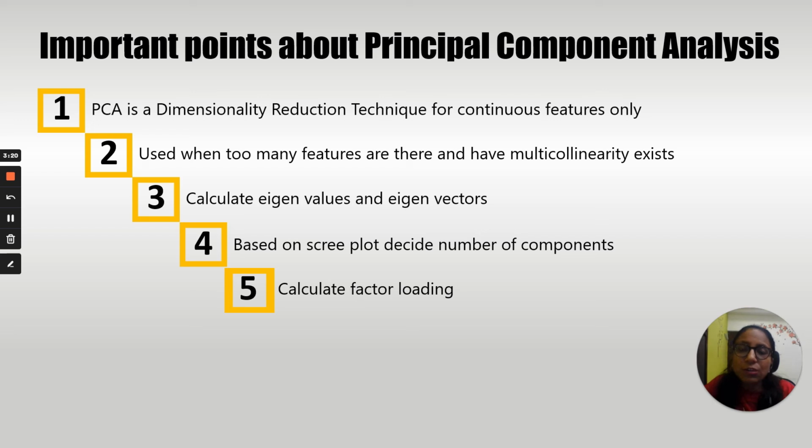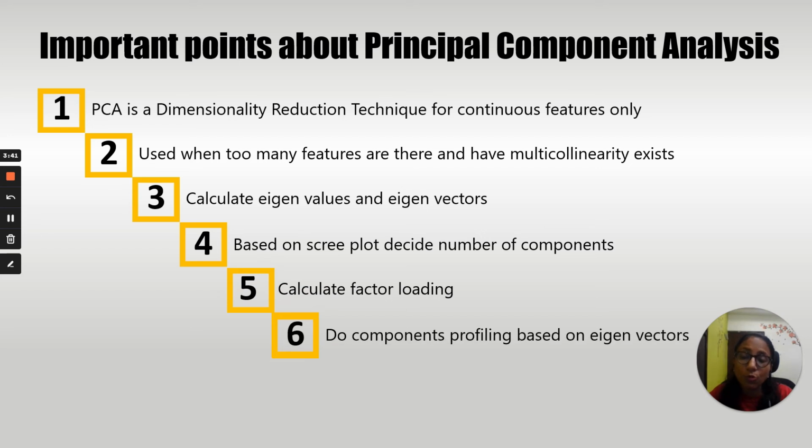Next one is calculate the factor loading, because now what you need to do, you need to get your data set in shape so that you can use it further for your machine learning models or whatever you want to do. But the names of the components are PC1, PC2, PC3. How will you name it? How will it make sense to business? For that, we need to do the most important step, which is component profiling based on eigenvectors.